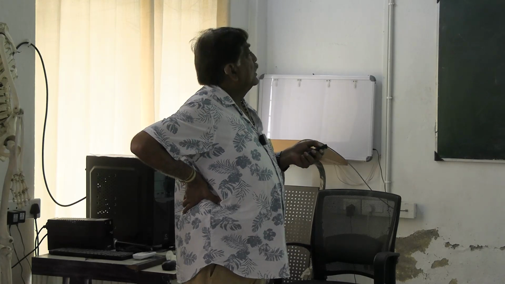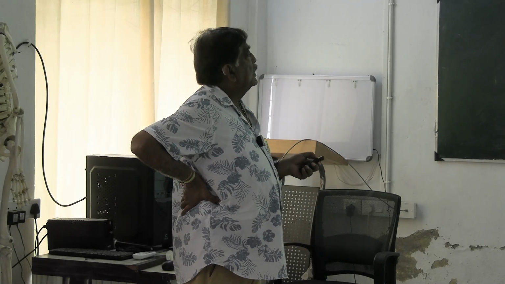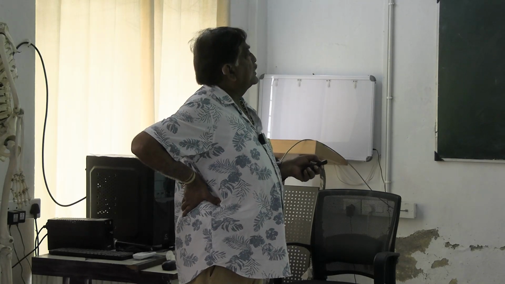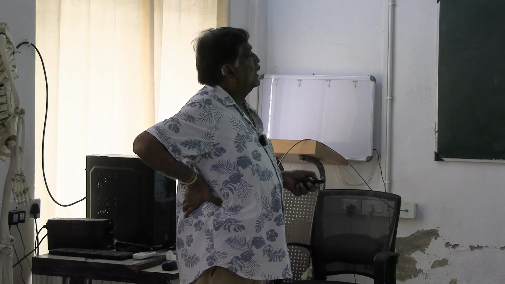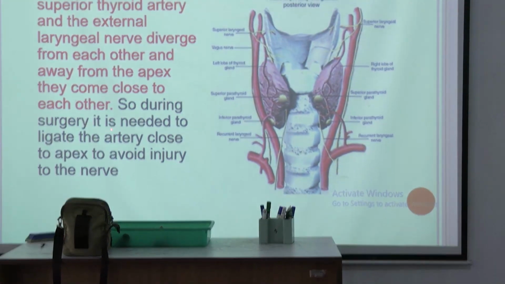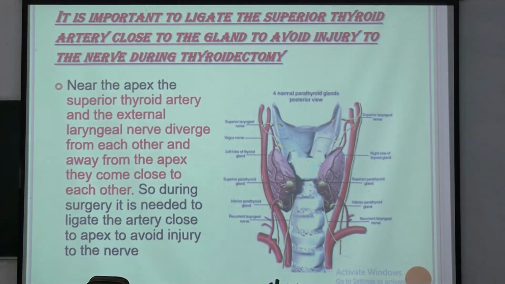Now, it is important to ligate the superior thyroid artery close to the gland to avoid injury to the nerve during thyroidectomy. Near the apex, the superior thyroid artery and the external laryngeal nerve diverge from each other, and away from the apex they come close to each other. So during surgery, it is necessary to ligate the artery close to the apex to avoid injury to the nerve.